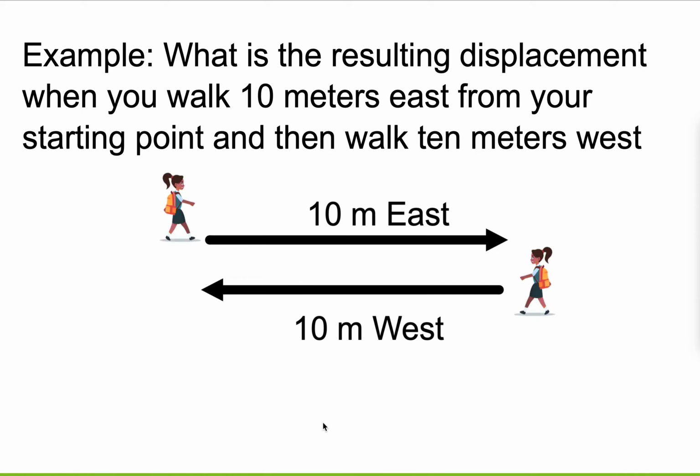It's not a tough question. Same spot, right? So the vector sum of 10 meters east and 10 meters west, that vector sum would be 0. It would be 0 meters.